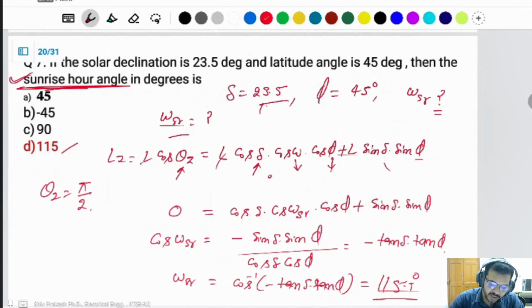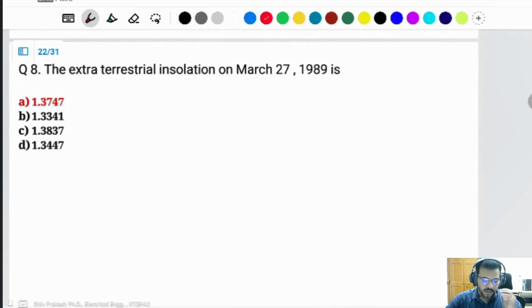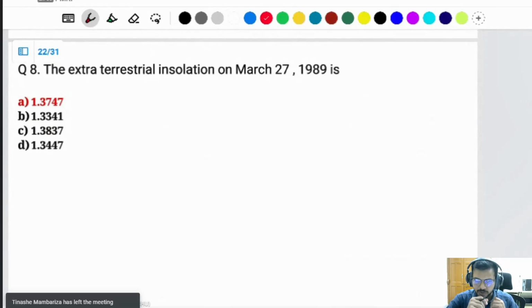But when the declination is 0 degrees, then we can calculate that the sunrise hour angle will be, I think, approximately 90 degrees. It depends on altitude also, but it will be approximately 90 degrees.